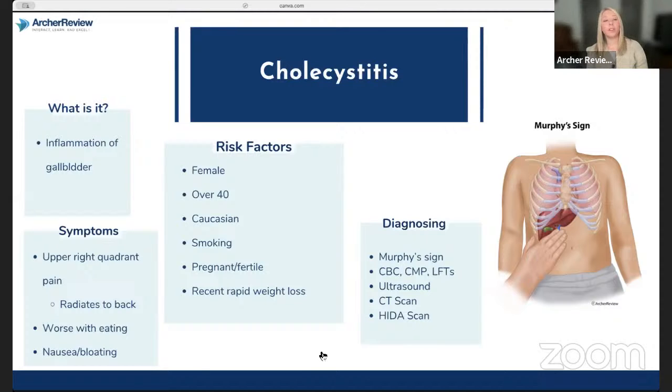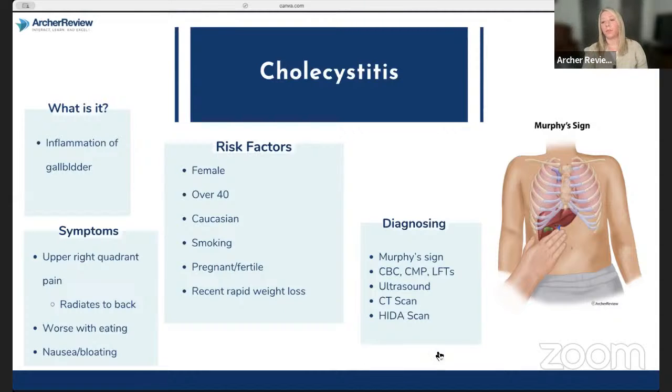Symptom-wise, patients often complain of right upper quadrant pain, and it usually radiates to the back or the arm. It's not uncommon for these patients to come into the ED thinking they're having a heart attack. The pain gets worse with eating, they might have some nausea and bloating, and they might also have bilious vomiting.